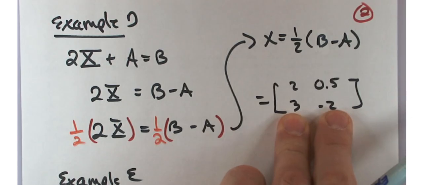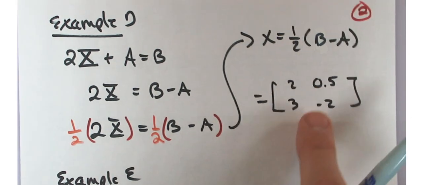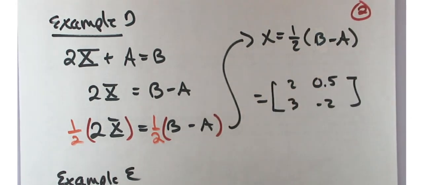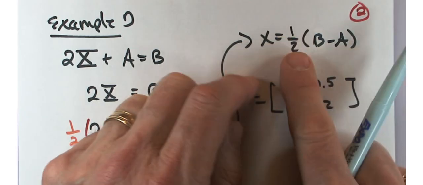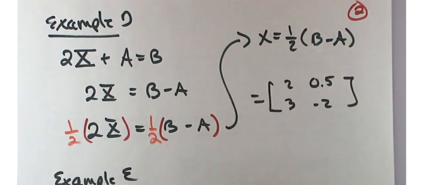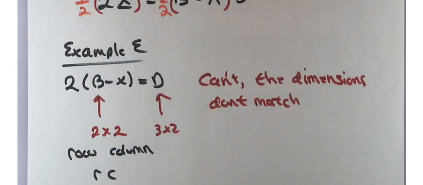Yeah, thank you. Yeah, so this is 1/2 of B minus A. Now you could calculate that without a calculator. You would just take matrix B, subtract matrix A, and then multiply everything through by 1/2. So you could do it without a calculator. It's just, why bother, all right? That's why we have technologies. It's supposed to improve our lives, right?